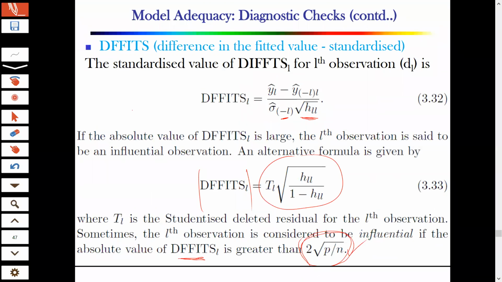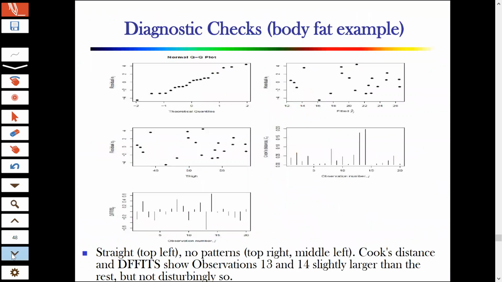So we have learned Cook's distance and DFFITS. We have learned how to use the normality plot to check normality. We have learned how we can check homoscedasticity, and we also learned how we can check if there are any influential observations in the data. So in the body fat data set, here is the QQ plot. Here is the residual versus y hat, and here is the Cook's distance, and here is the DFFITS.